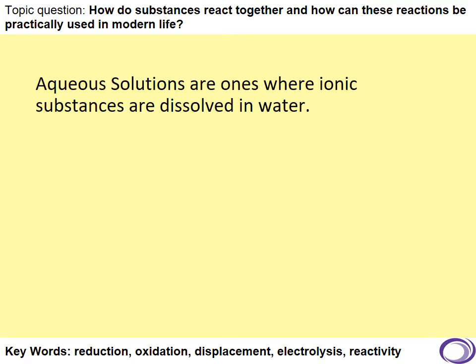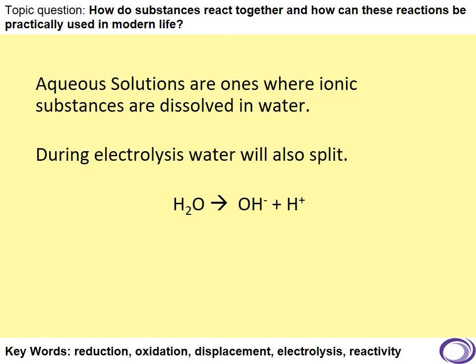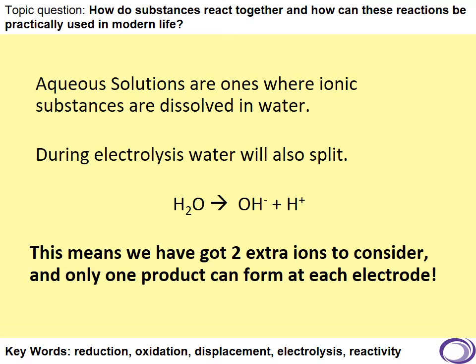First of all though, a reminder that aqueous solutions are ones where ionic substances are dissolved in water. Because we now have another compound present, we need to consider what will happen to that when electricity is applied. And in fact, during electrolysis, water will split into hydroxide ion and the hydrogen ion. This means we've got two extra ions to consider, and only one product can form at each electrode. So now we will have two positive ions in our solution and two negative ions.